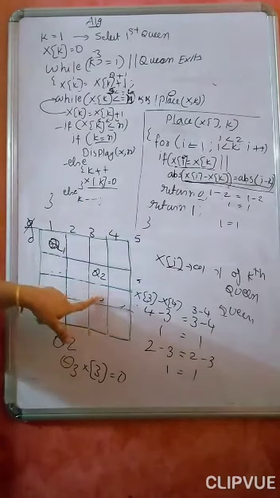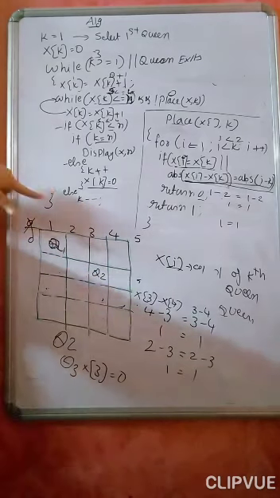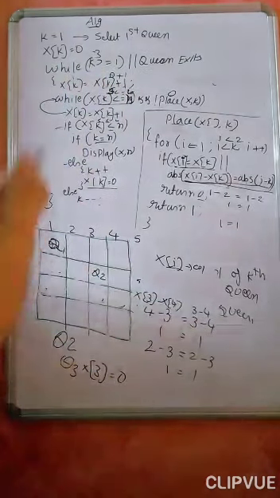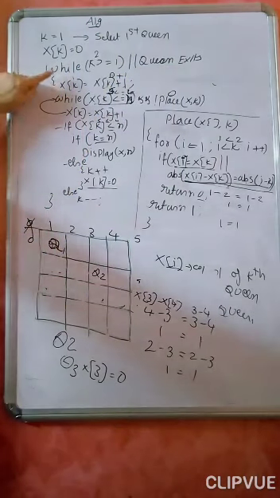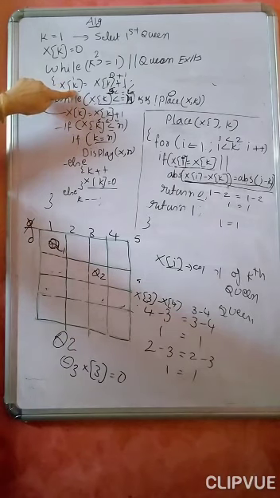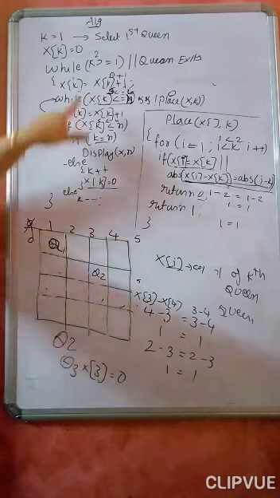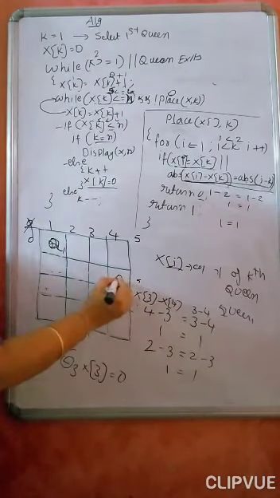So I'll go back to the second queen. Again which one will be executed? When I'll go back, here it will be executed. What is my k? 2. Is 2 greater than? Yes. Then I'll come here. So what is my x of 2? X of 2 is how much now? X of 2 is 3. So 3 plus 1 is 4. Means I'll place the queen here.